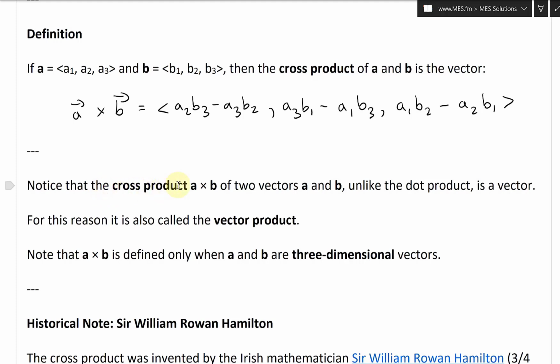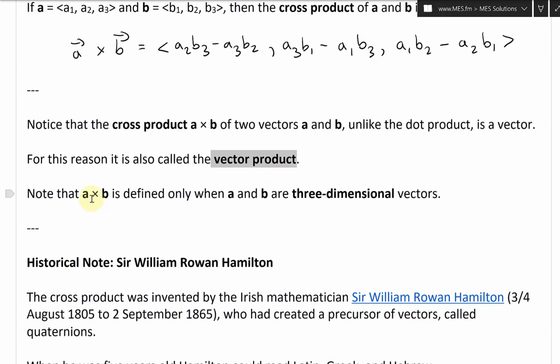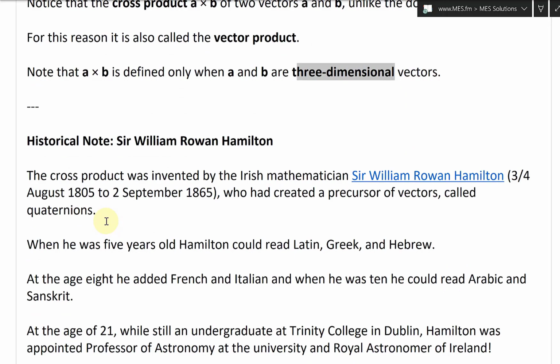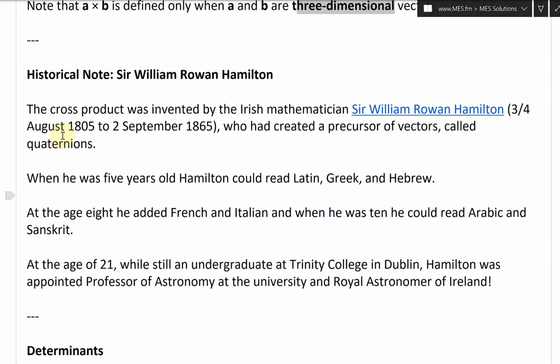All right, let's go over some more notes. So notice that the cross product A cross B of two vectors A and B, unlike the dot product, is a vector. For this reason, it is also called the vector product. And also note that A cross B is defined only when A and B are three-dimensional vectors, which is interesting. Note there.